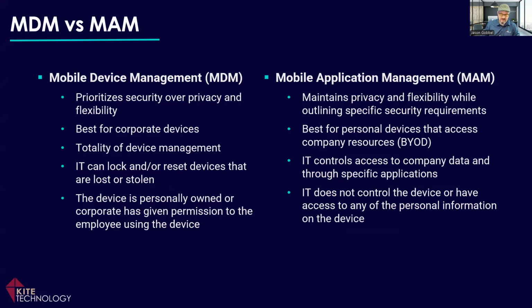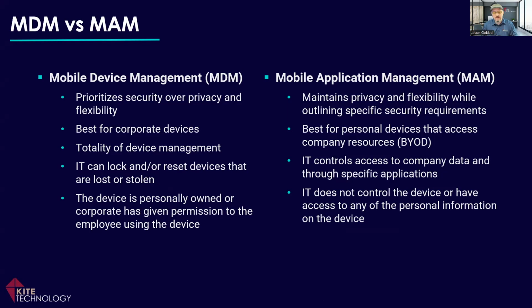Mobile application management, MAM, on the other end, prioritizes flexibility, maintains employee privacy. So these are awesome options. I see this being the more primary choice, especially when we're talking about bringing cell phones into the environment so I can check my emails remotely and things of that nature. This is the best solution for that type of situation. IT controls access to the data by way of an application, an Outlook app or something like that. It has zero visibility into the device.